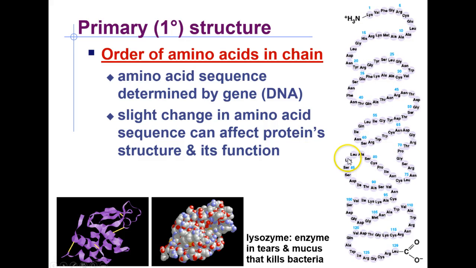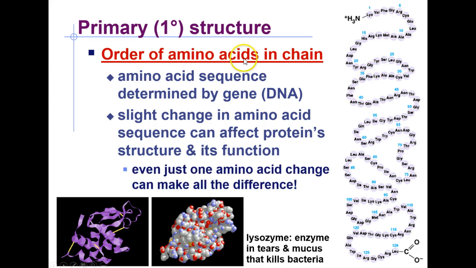If I, for instance, took this little LEU out here, this protein might not then be shaped correctly and it might not work correctly. Again, DNA is responsible for telling your cells what order to put these in. This is called the primary or 1-degree structure.